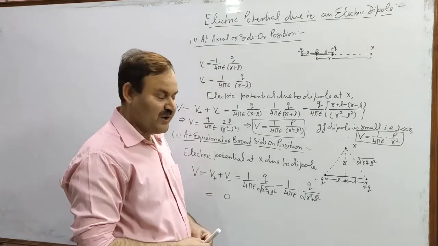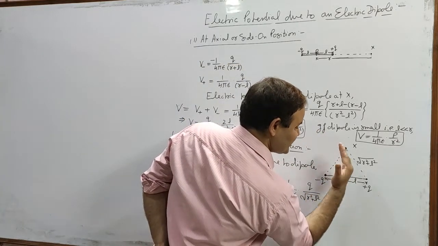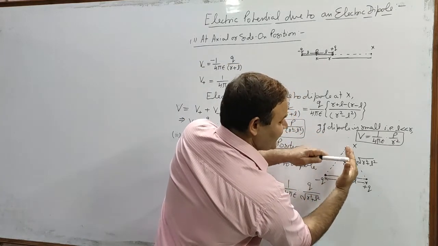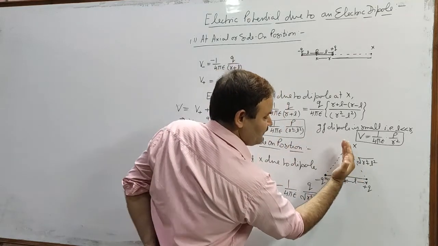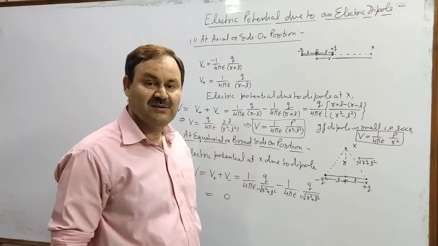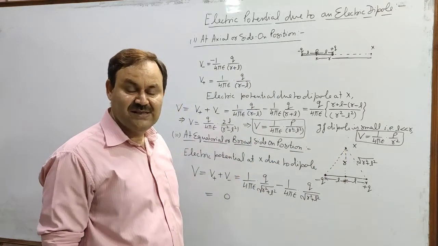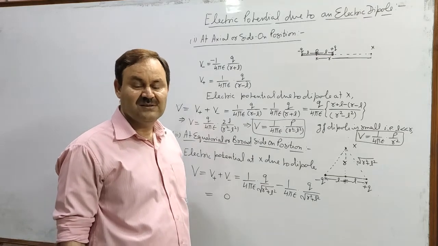Thus, if point X lies in the equatorial plane, meaning this plane, anywhere the point can be, if point X lies in the equatorial plane of the dipole, then electric potential at that point will be 0.